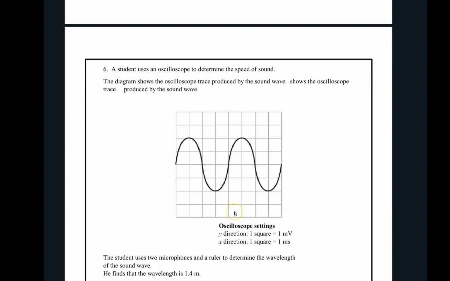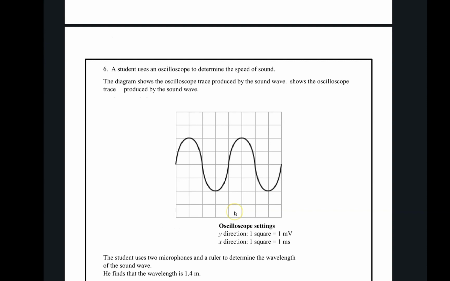Now back to this question using a CRO, we have the y direction. The y direction is giving us the amplitude. The x direction is going to enable us to get the periodic time. Time is on the x direction, and remember here we have time in milliseconds. 1 square is 1 millisecond. What does that mean? 1 millisecond is the same as 1 divided by 1000. So to work out the time in seconds, you need to divide by 1000.